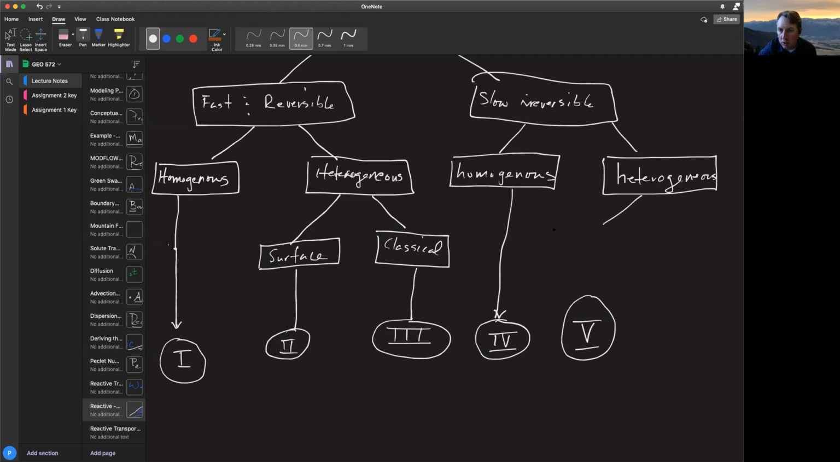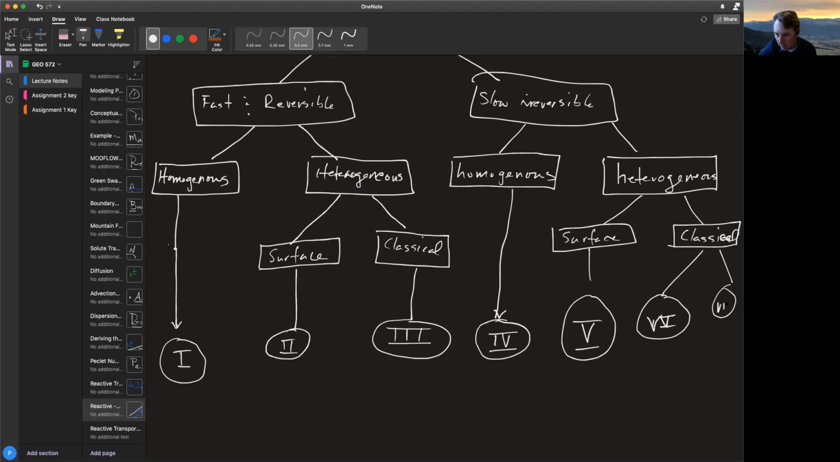And these can be surface reactions or classical precipitation dissolution reactions. But they're just happening slow, all right? And we need to think about the kinetics. Sorry, this would be VI, and this would be VII.